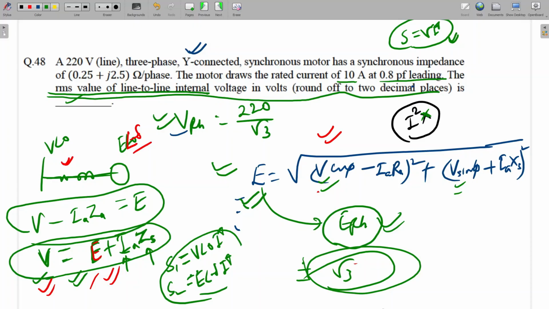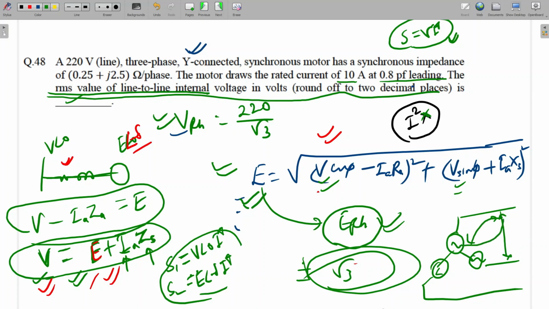Sir, in synchronous machine problems, do we always put the phase value of terminal voltage in the formulas? Yes. Why? Because we can write the KVL in phase only. The machine is a star connection, and this is the line to line voltage, but for calculation we work in phase. This is V phase with respect to neutral. In this loop we are writing the KVL, that's why we change it to the phase voltage.